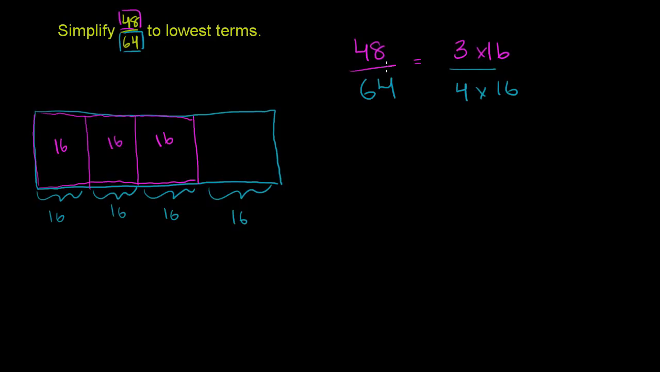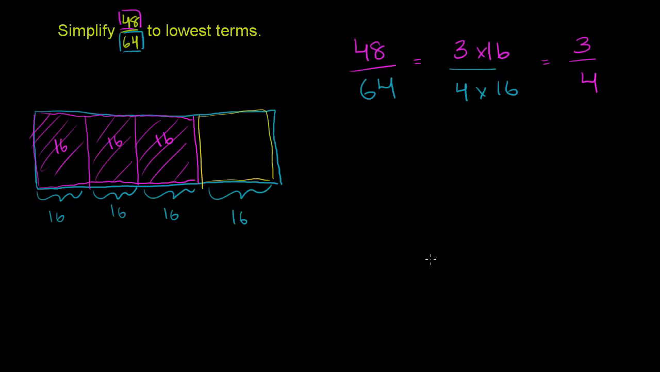So what is 48 over 64 in lowest terms? If we want to write this as the simplest possible fraction, well, if we make each of the pieces equal to 16 of our old pieces, if we make this into one piece, we turn 16 into 1, then instead of 48 over 64, we're talking about 3. So this is 1 piece, 2 pieces, 3 pieces of a total of 4. So this is going to be equal to 3 over 4.